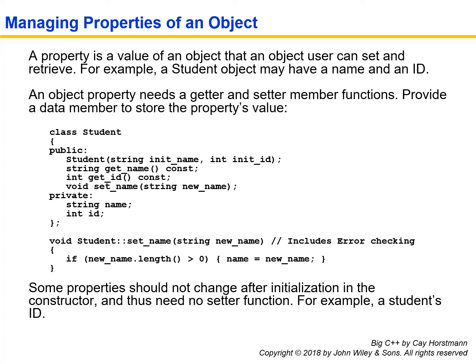And then managing properties of an object. This is fairly important and commonly used, is that you might have, say, a student who has an ID and a name, and you would then have getters and setters for those values. You'd have a constructor that sets both of them. You'd have getters for both name and ID. You only need a setter for name because once the student has an ID in the system, we don't want to change it.